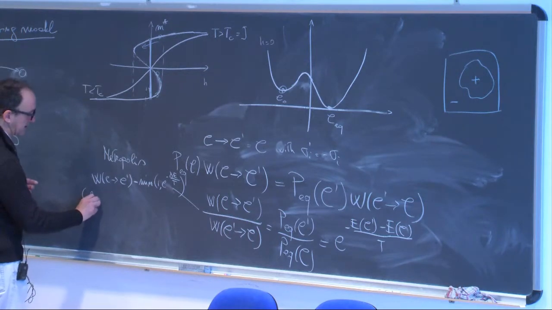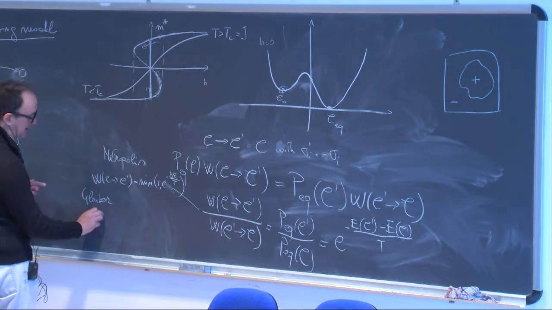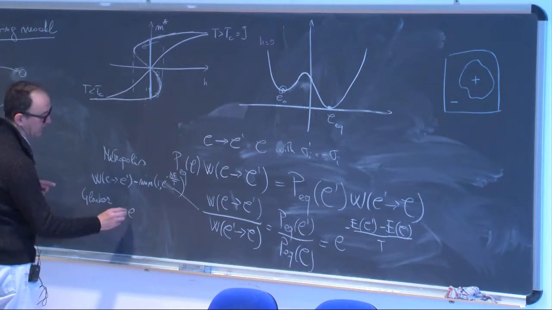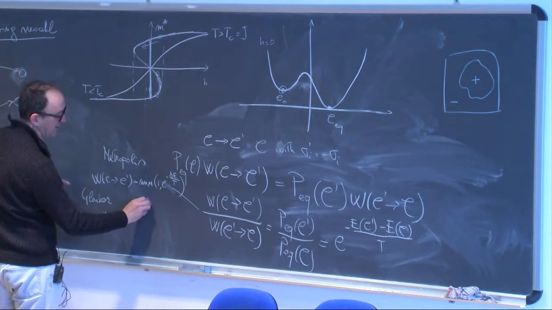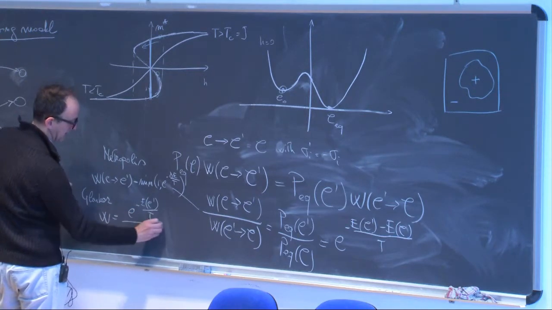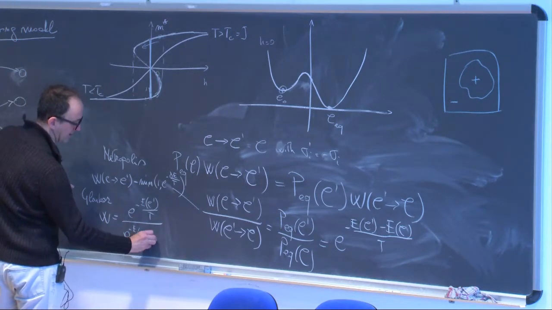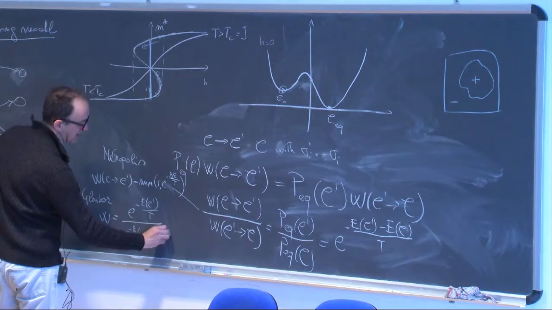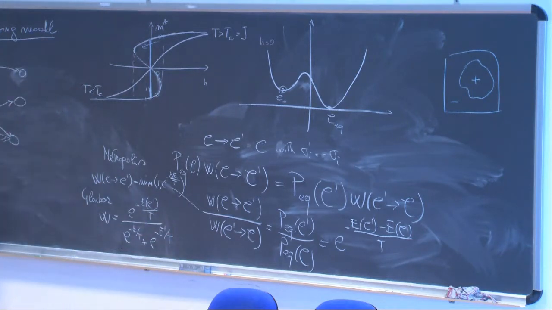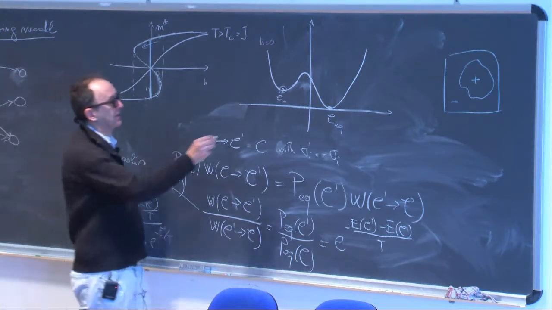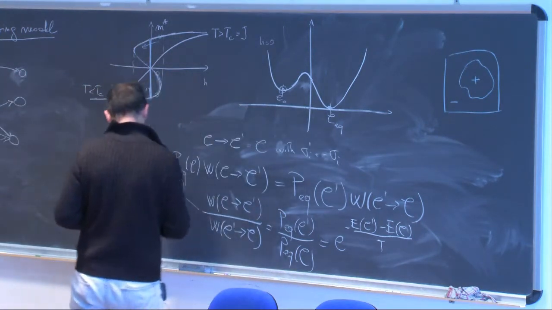Another choice is Glauber, where this rate is equal to e to the minus energy of the new configuration divided by T, divided by the sum of the two energies, et cetera, et cetera. You can think of different dynamics, okay? But once you have defined your dynamics, the issue is how long should you wait before you go from this state to this state, okay?